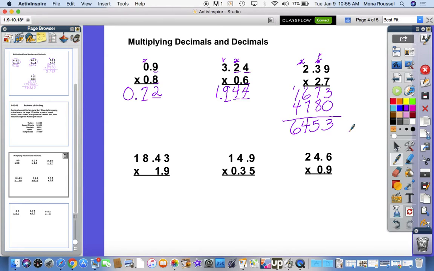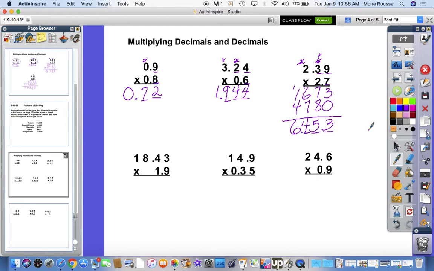Now once the multiplication is finished, we have to go through and make sure that we put the decimal point in the correct place in the product. So in our problem, we count there are 2 decimal places in the first factor, 1 in the second. That gives us a total of 3 decimal places. So it's 6 and 453 thousandths.